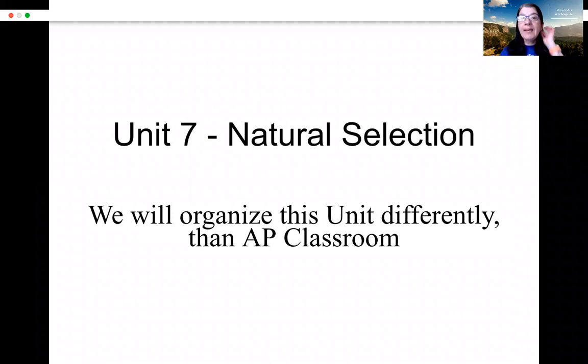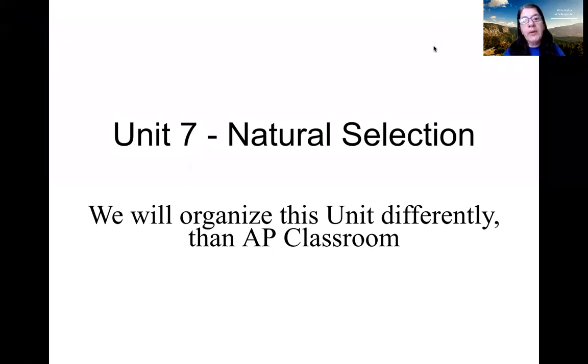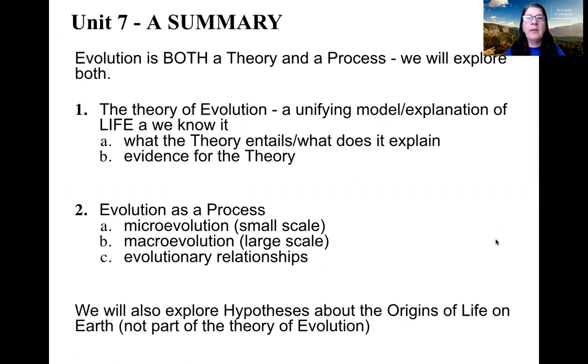And in today's tutorial, we're going to start talking about natural selection, which is Unit 7 of the AP Bio curriculum. Now, we're going to organize this unit a little bit differently than what is on AP Classroom. And here's a summary of what we're going to be learning in this unit. We're going to be learning about evolution. We have been learning about evolution, but in this unit, we're going to be delving more deeper into it.